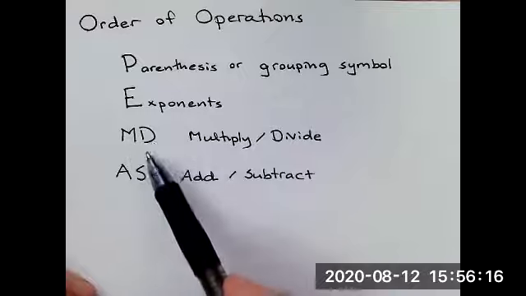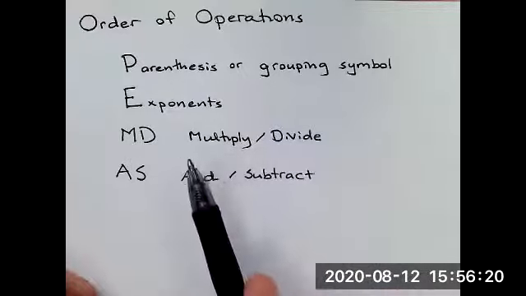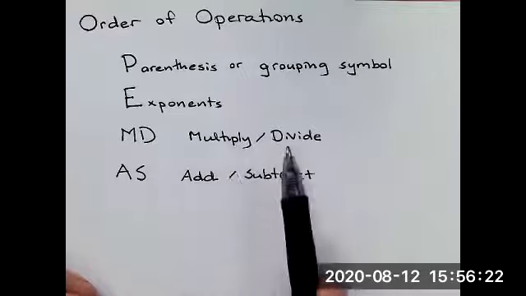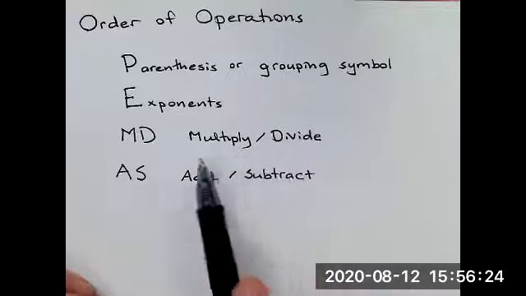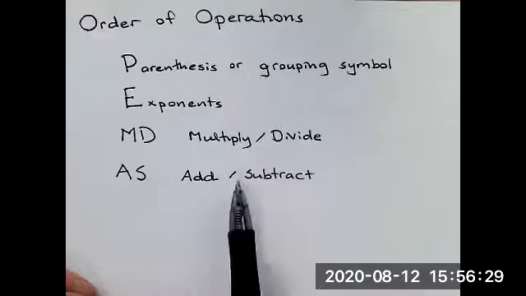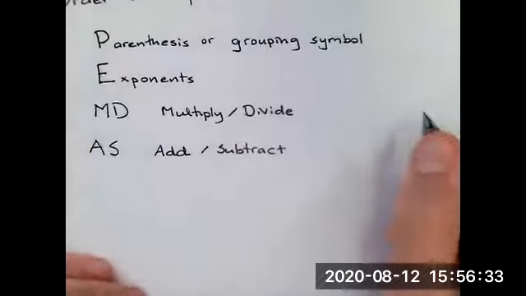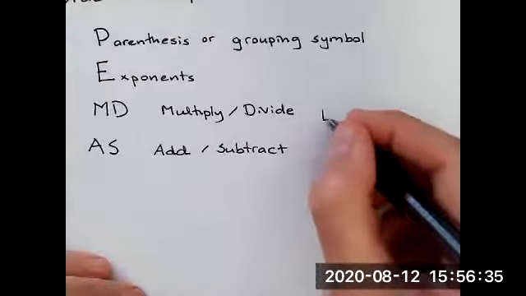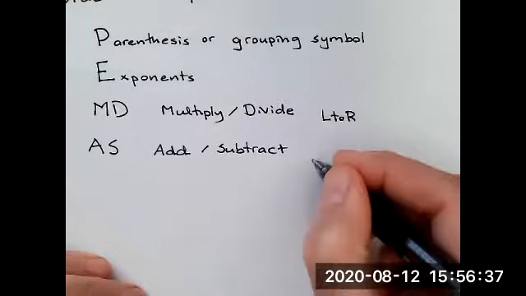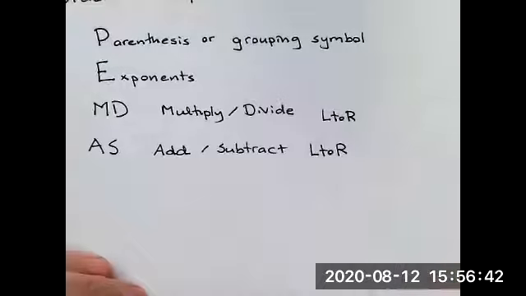You'll notice I put multiply and divide on the same line, and it's not multiply and then divide. It depends on how the expression is written. Same thing with adding and subtracting. For both of these, you do it in the order that it appears, left to right, unless you're using special rules that we'll talk about later. Let's do some examples.